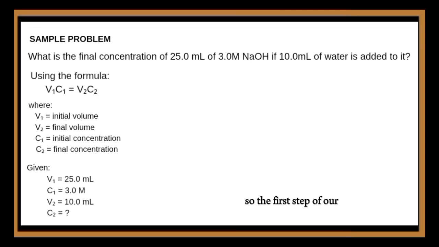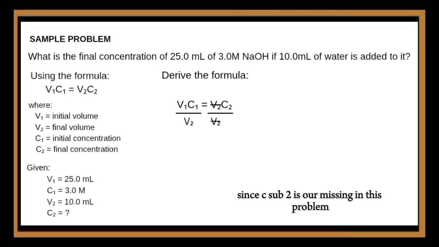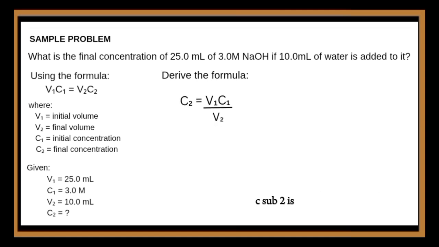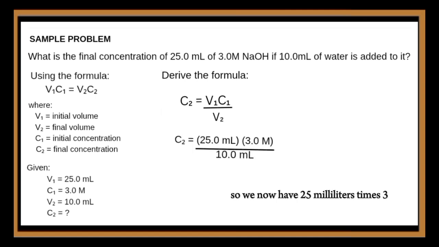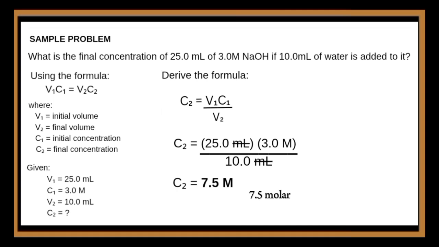So the first step of our solution process is to derive the formula that we are going to use. From our formula V sub 1 C sub 1 is equal to V sub 2 C sub 2, we're going to divide both sides of the equation by V sub 2, since C sub 2 is our missing in this problem, which will then give us the derived formula C sub 2 is equal to V sub 1 C sub 1 divided by V sub 2. Now that we already have the final formula, we can substitute the values from the given. So we now have 25 milliliters times 3 molar over 10 milliliters. Cancel the unit milliliters and calculate. So we now have the final answer 7.5 molar. Therefore, the final concentration is 7.5 molar.